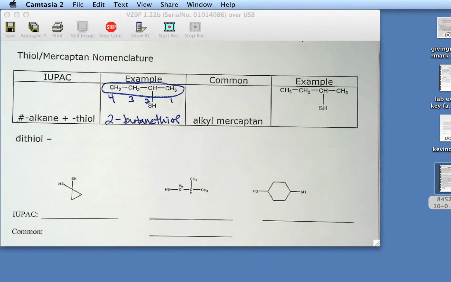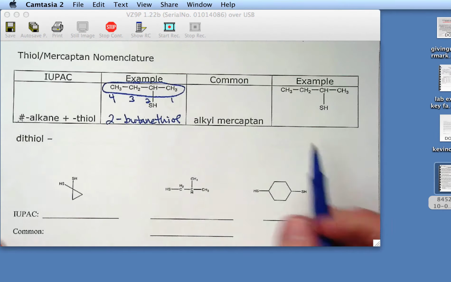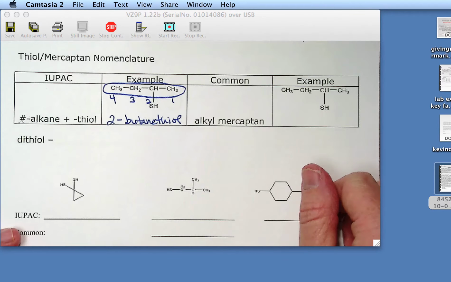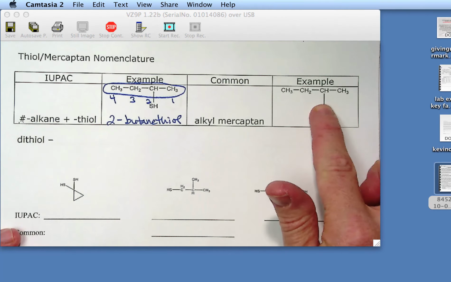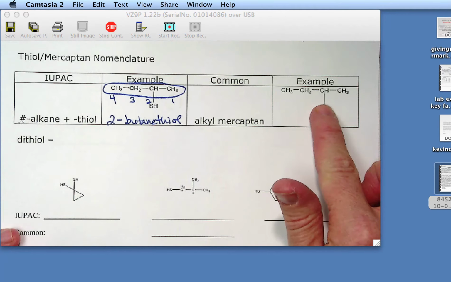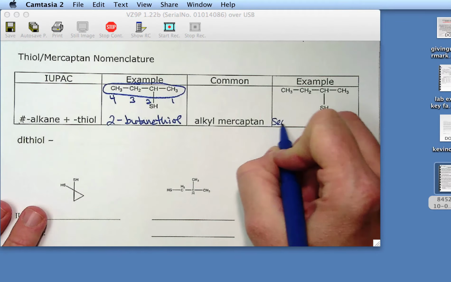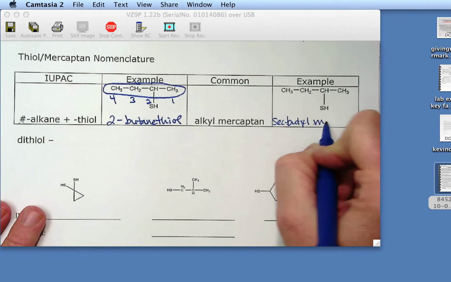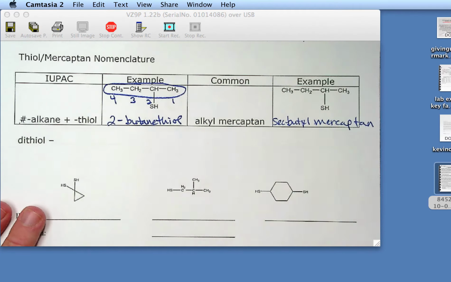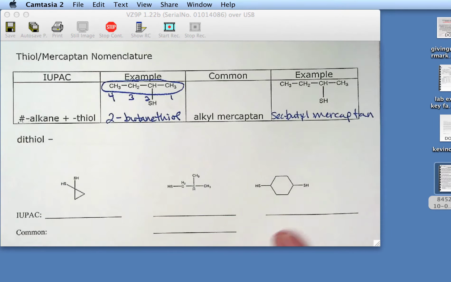Yes, I know it's easy to get them all mixed together, so you have to keep going over that table in the front of your note packet on page 63 of your pink book. Okay, the common name: cover up the SH, name the alkyl group, sec-butyl, sec-butyl mercaptan. Hopefully by giving you a preview of all the functional groups you will be learning, it's not so jarring to get them. But I think at any point it's overwhelming.